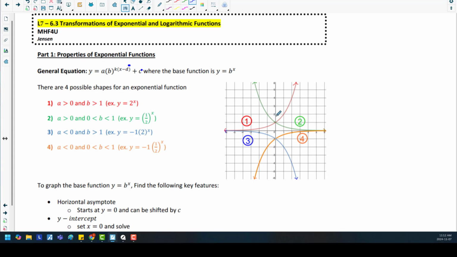And you'll notice that the y-intercepts for the first two examples are at 1. And the y-intercepts for the last two examples are at -1.